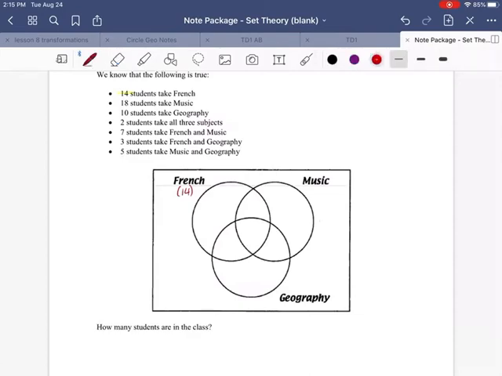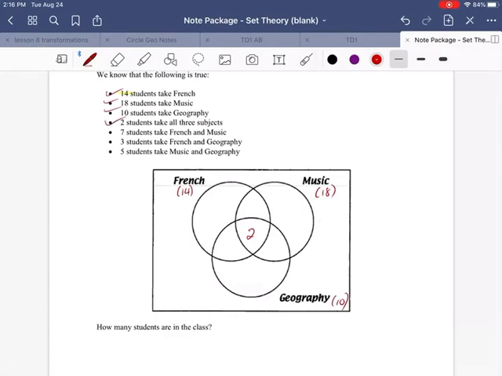All right, 18 students take music. Again, that's everything inside this circle. So we can't split it up yet, but we do have a total for it, which is going to help us in a second. And the last one, 10 take geography. Same argument. So we haven't really got any farther, but we've at least accounted for those 3. 2 students take all 3 subjects. So that's got to go in the middle. And we know that it's going to be 2 because all 3 subjects is the only spot for them. So we've dealt with that one.